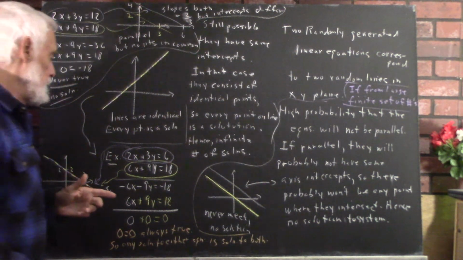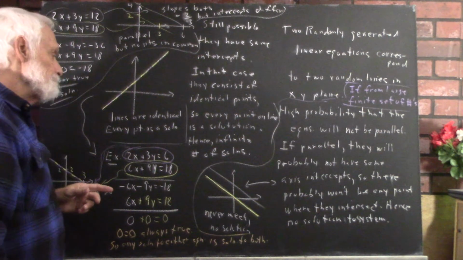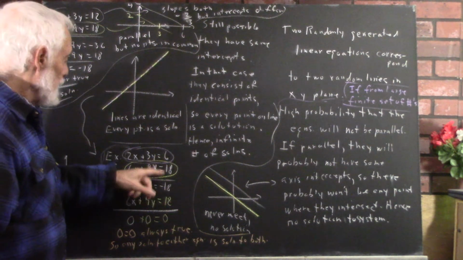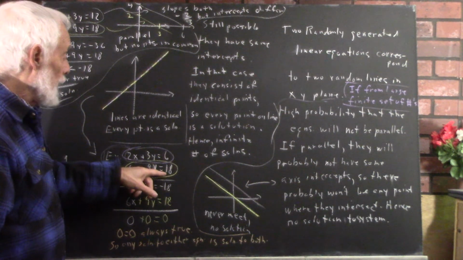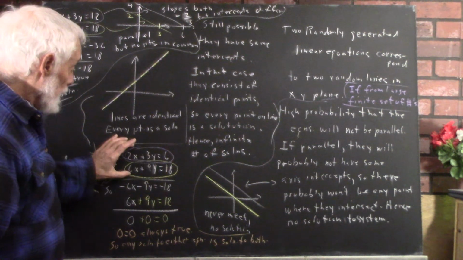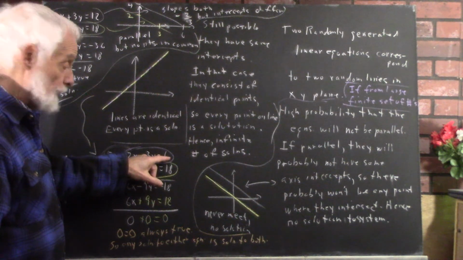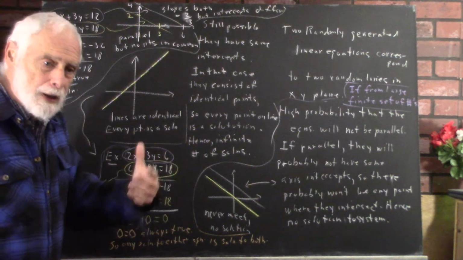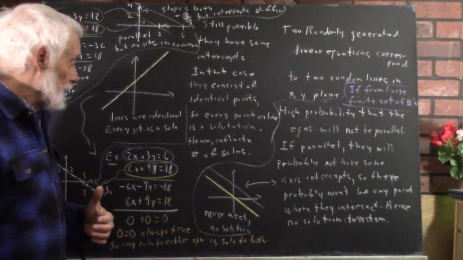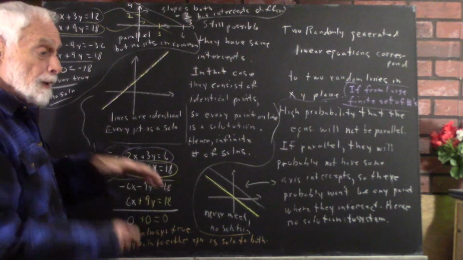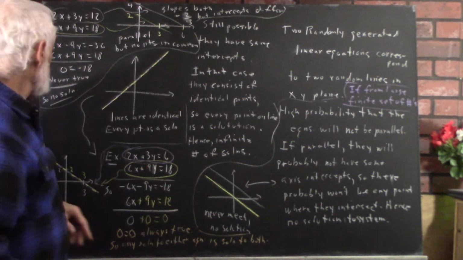If I have numbers here such that this number is not 3 times this number, in other words, if the left-hand sides are the same and this number isn't 3 times this number, then that changes the intercepts of one of the equations. And they won't be the same. The equations will be parallel, but they won't intersect.